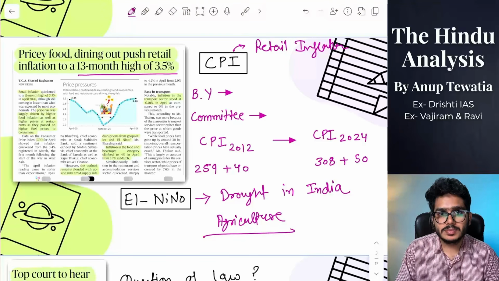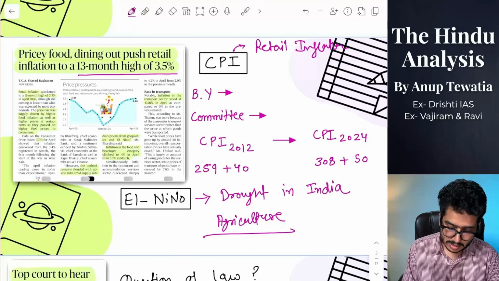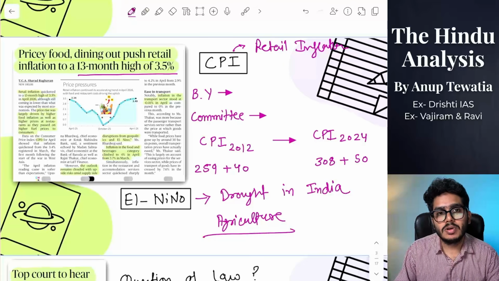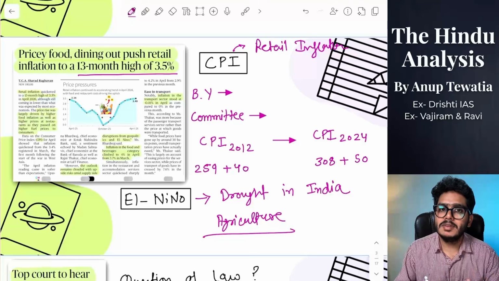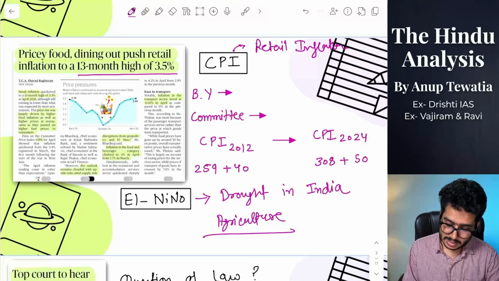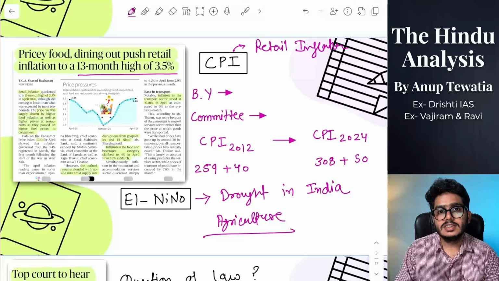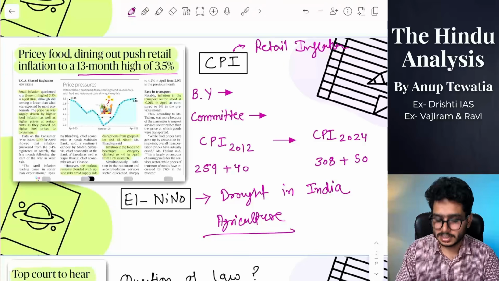And if there is a drought in the Indian subcontinent, agriculture will not be good, right? And that is why, if there is not much crop, the supply of crop is less, then the demand will increase and the prices will increase. That is why there are chances of retail inflation getting higher than 3.5% as well.